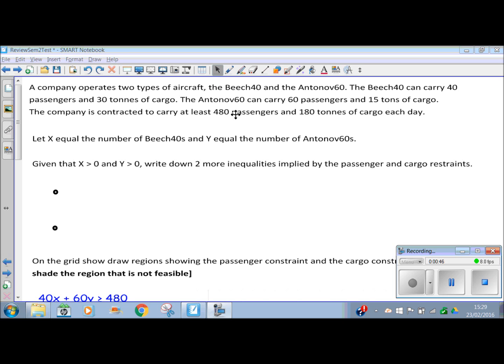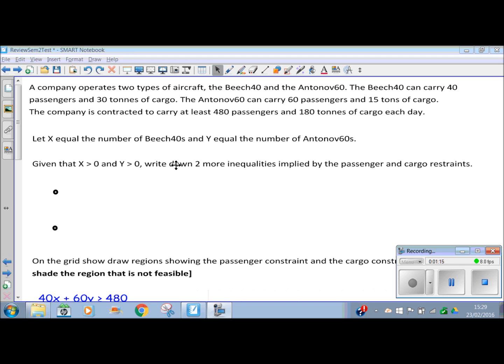To draw a graph, we must write down some inequations. We're going to let x be the number of Beech 40 aircraft and y be the number of Antonov 60 aircraft. x, which is the number of Beech 40 aircraft, and y, which is the number of Antonov 60s, must be greater than 0.